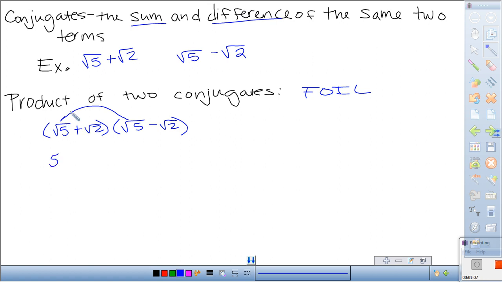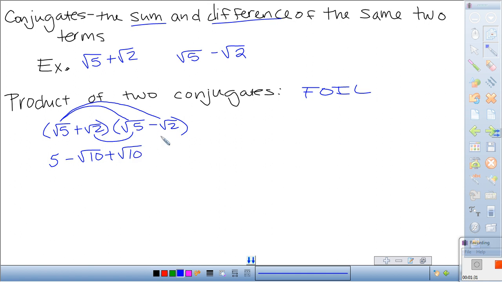Then the outside terms, the square root of 5 times negative square root of 2 would be negative square root of 10. Again, that's the square root of 5 times the negative square root of 2. So it's a positive times a negative. That gets us a negative. The square root of 5 times the square root of 2 is the square root of 10. Then our inner and last terms. The square root of 2 times the square root of 5 is positive square root of 10.